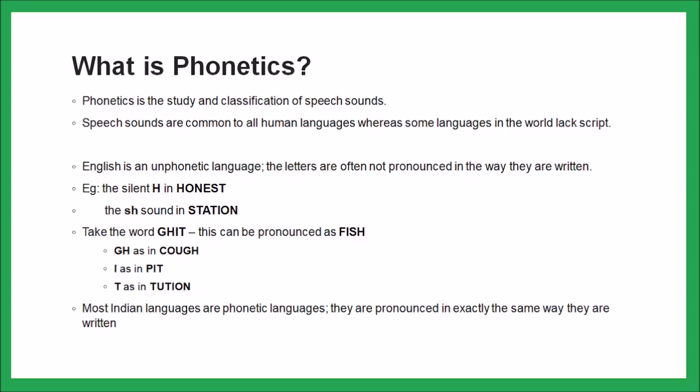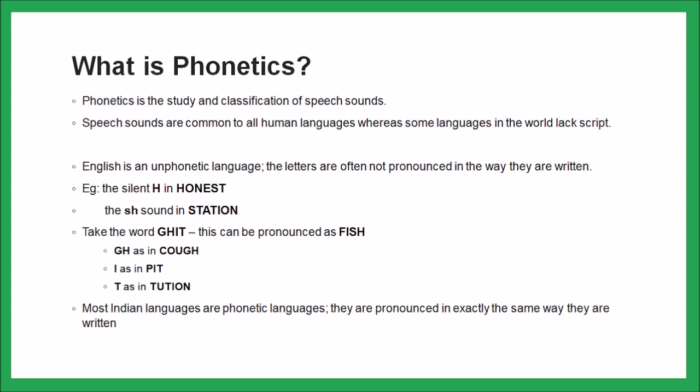But there is no letters representing that sh sound. Instead, we have put a TI there. That is why English is called an unphonetic language. The letters not always represent the sounds. To demonstrate this even better, take the example of this word G-H-I-T.